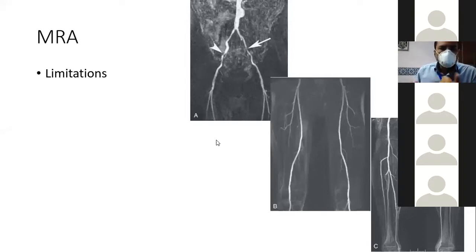Secondly, it does not tell us about the calcification which is there, but it is a very good modality in differentiating the lesion. Can someone comment on the MRA images which are there?